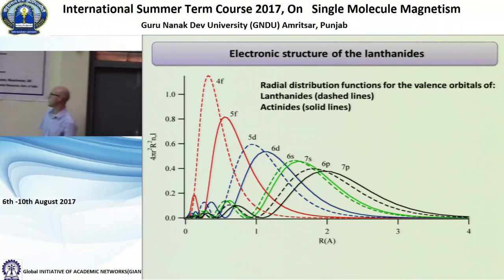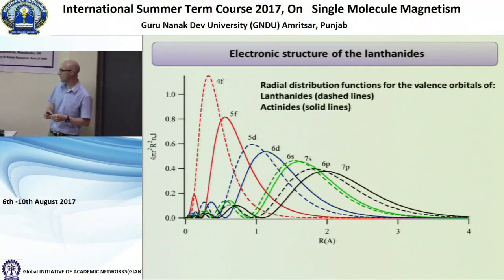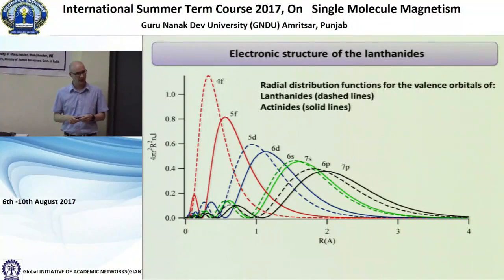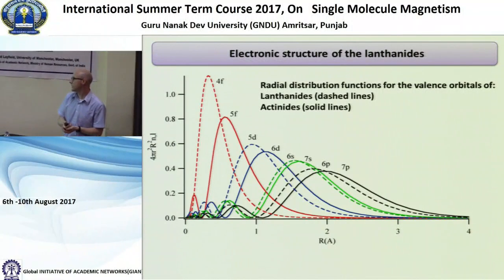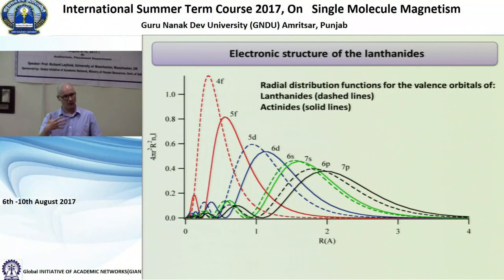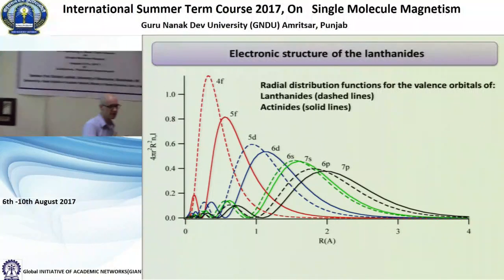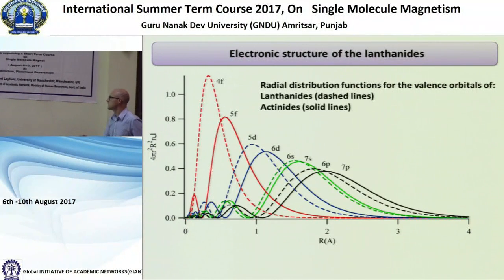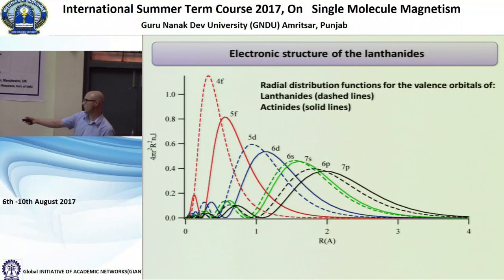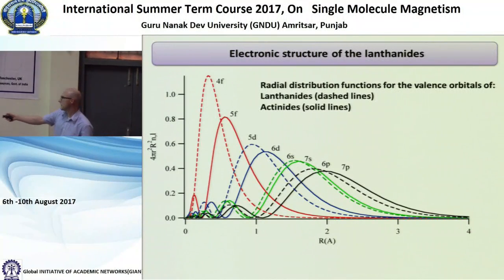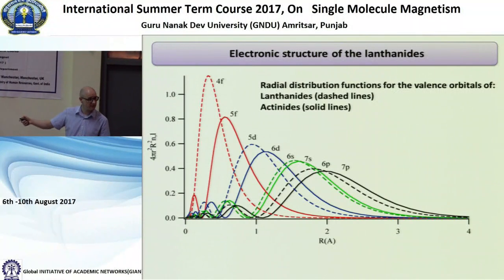So, here is the electronic structure of the lanthanides in a little bit more detail, in the form of something called radial distribution functions. Okay, you'll be familiar with electron density, wave functions in particular orbitals. The radial distribution function gives you an idea of how the electron density varies with distance from the nucleus, taking into account certain effects. So, what we have on the same plot here are the lanthanides, which are the dashed lines here, so 4f, 5d, 6s, plotted for comparative purposes against the actinides as well. These are the solid lines.